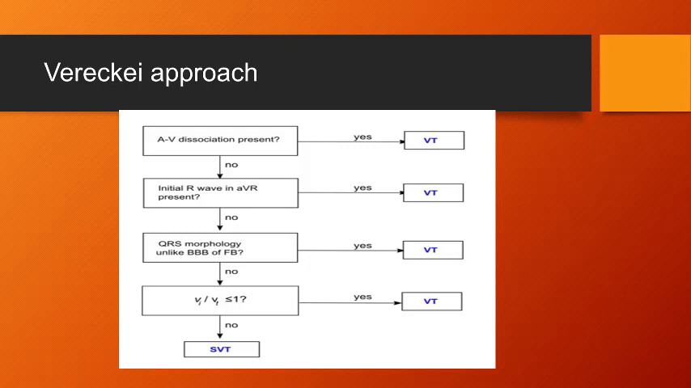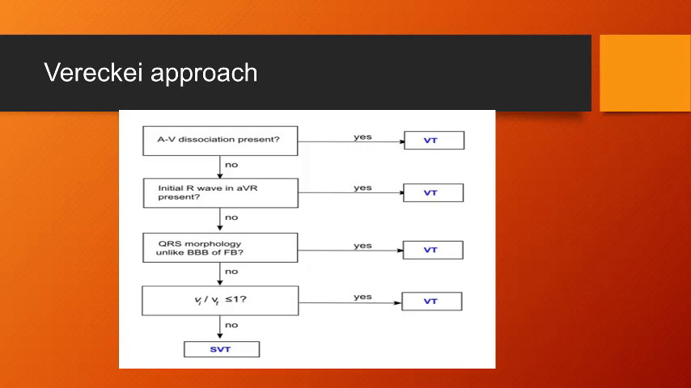The next thing, Vereckei's approach can also be used to identify VTs. In Vereckei's approach, we also have to ask four questions, and after answering all those, we can reach a definitive diagnosis. The first question we have to ask on an ECG is: is there any AV dissociation present? Like we have already discussed, AV dissociation is a strong predictor of VT. So if an AV dissociation is present, then we will call it VT. But if we cannot appreciate an AV dissociation, we have to look at aVR and see if there is an initial R wave present in the aVR.